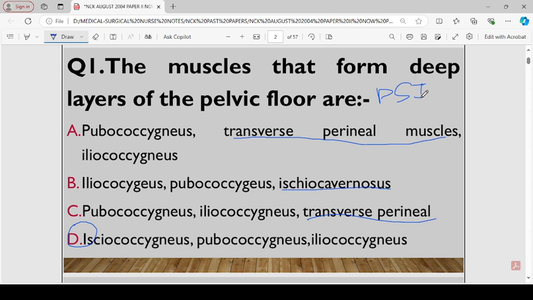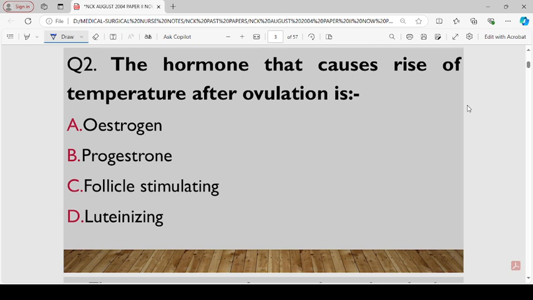On the other side of it, if maybe you have not encountered this and you are to arrive at the answer, the best way is to look at the similarities. If you look at the 4 options, option D is more of the same muscle with the suffix genius, and I think that should be able to assist you. Let's move on to question number 2.